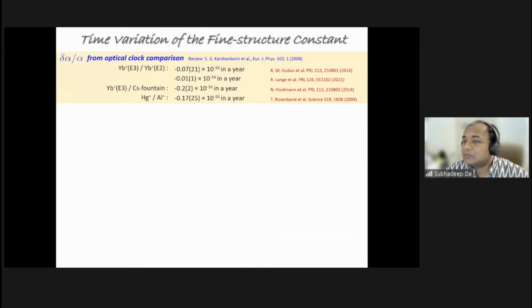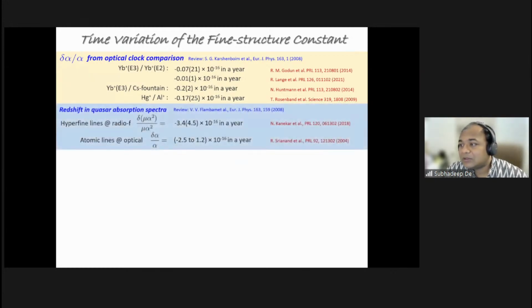As I already said, people have tried different experiments, and among them the most accurate one is the optical clock comparison. I have quoted a few values, with corresponding references. The most recent one is at 0.01 times 10 to the power minus 18 per year. That is not a measured value, actually, but an upper bound: the sensitivity of their experiment, and an upper bound on possible alpha variations.